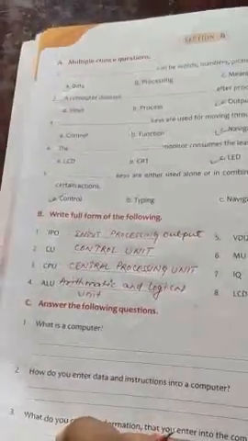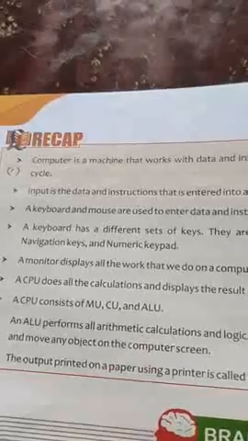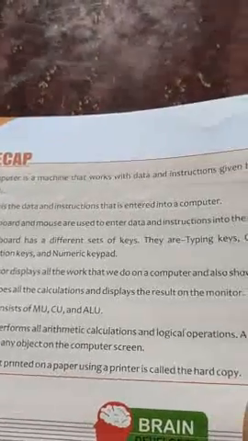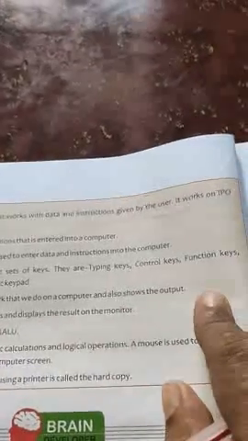And now the question, what is computer? The answer is, a computer is a machine that works with data and instruction given by the user. It works on the IPO cycle.